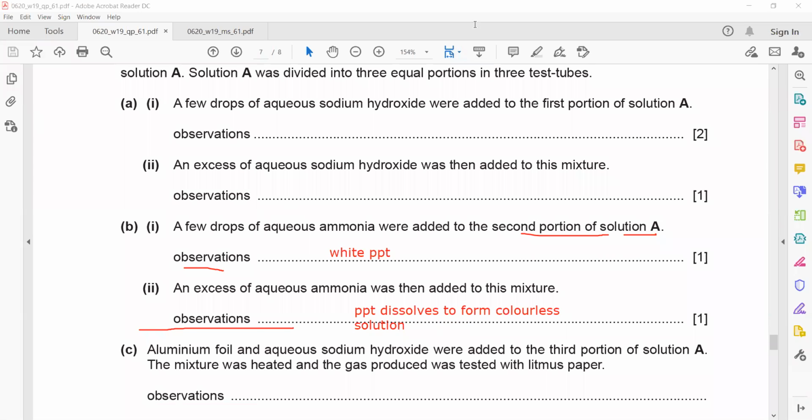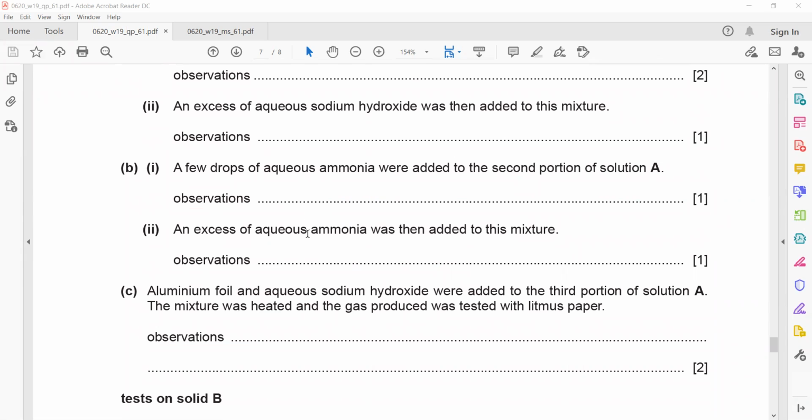Next, aluminum foil was added, and sodium hydroxide, to the third. So aluminum powder or aluminum foil and sodium hydroxide, and when we heat and test the gas, that gas is actually ammonia gas, released when nitrate is present. This is actually a test for nitrate ion. So when the test for nitrate ion is done, we add aluminum powder followed by sodium hydroxide and heat. This will release ammonia gas.